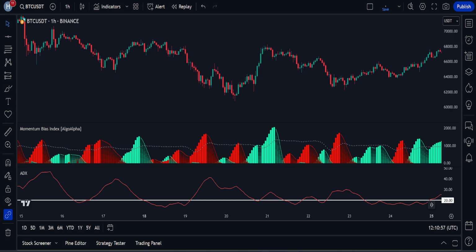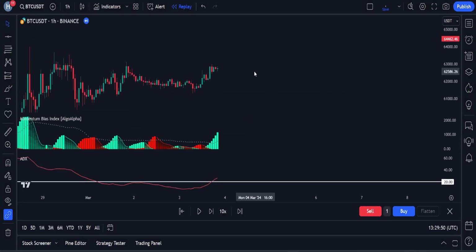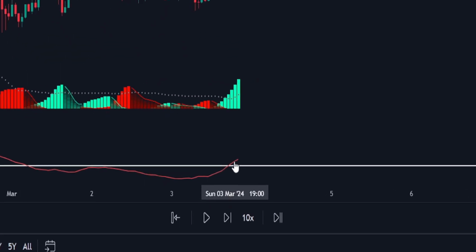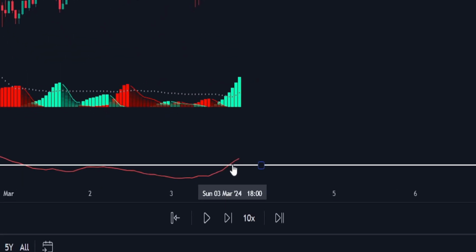So the rules for opening a buying trade are pretty simple. First of all, we will just wait for the ADX line to cross and close above this white-colored horizontal line. As we already know, this indicates that the market is in a buying trend.